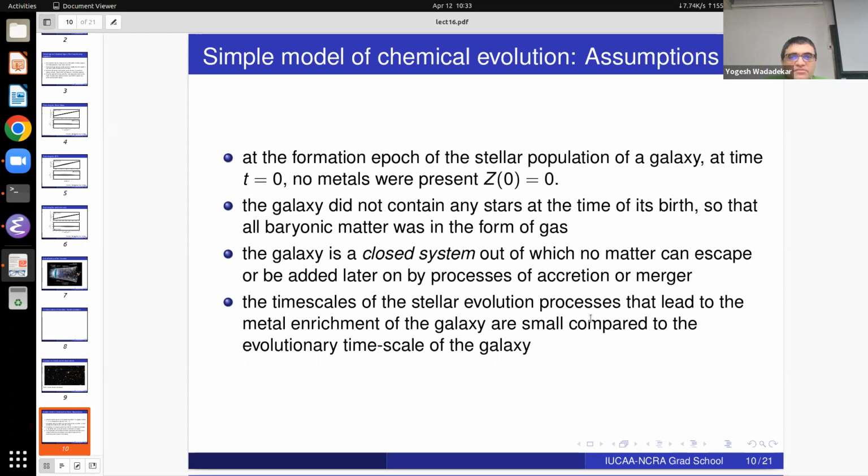The timescales of stellar evolution processes that lead to metal enrichment of the galaxy are small compared to the evolutionary timescale of the galaxy. Okay? So metal enrichment happens relatively quickly relative to the whole lifetime of the galaxy. So therefore, Z of t is a useful number to calculate.